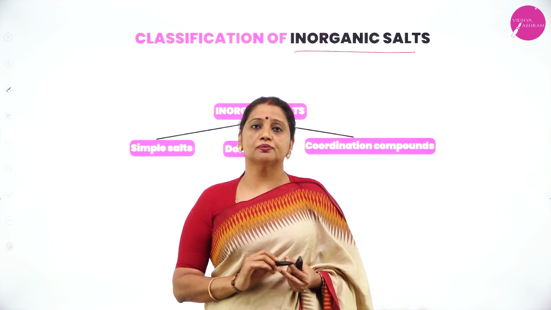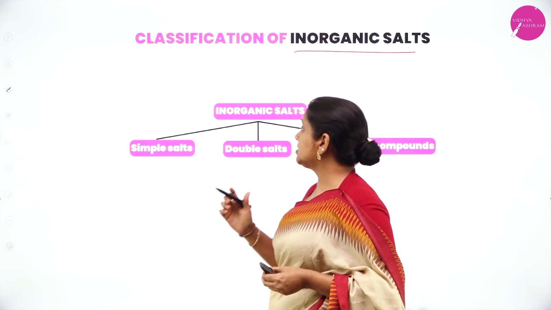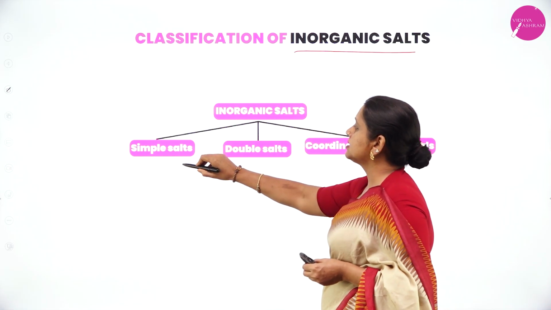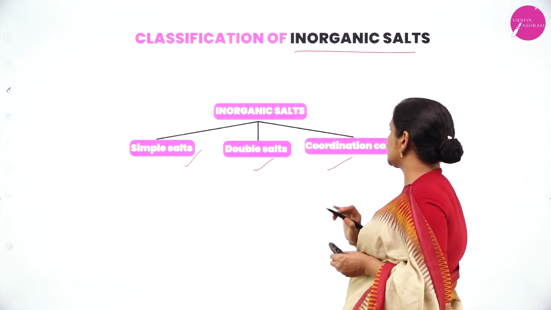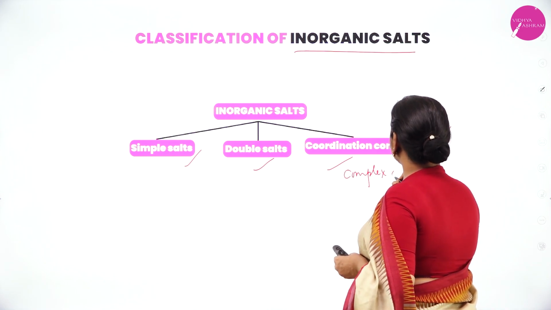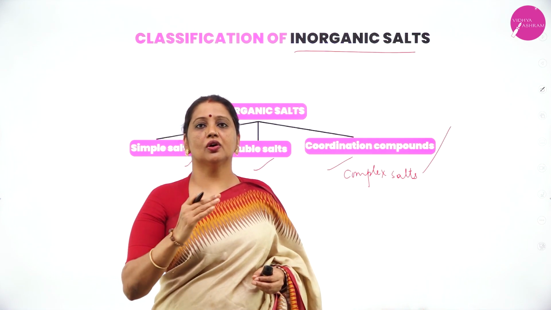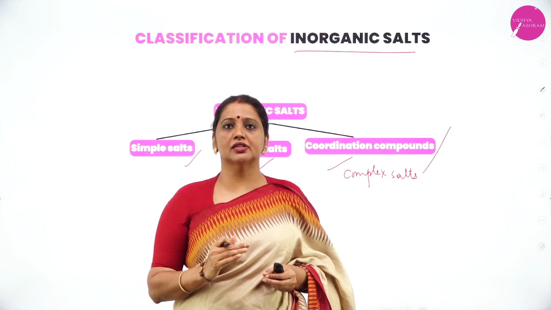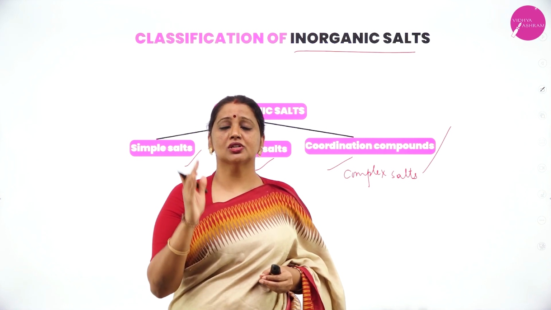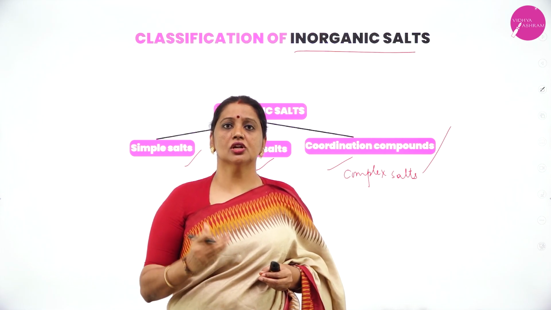Inorganic compounds are also called as inorganic salts. Inorganic salts are classified into three types: simple salts, double salts and coordination compound. These coordination compounds are also called as complex salts. What are the three varieties of inorganic salts? Three varieties of inorganic salts are simple salts, double salts as well as complex salt. These complex salts are also called as coordination compound.